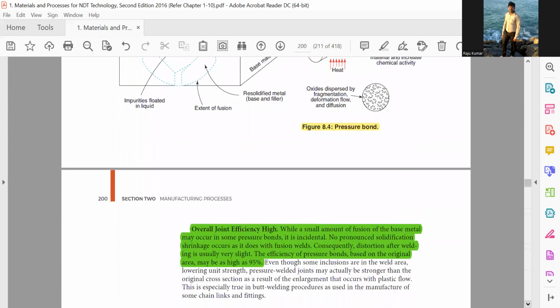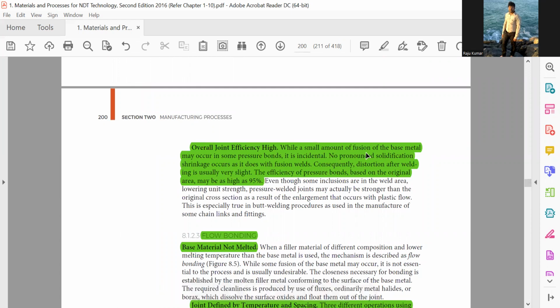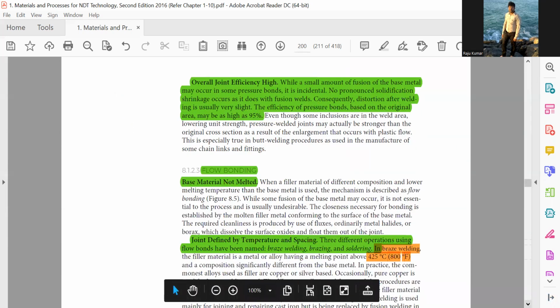Pressure bond. Overall joint efficiency is high. While a small amount of fusion of the base metal may occur in some pressure bonds, it is incidental. No pronounced solidification shrinkage occurs as it does in fusion welds. Consequently, distortion of the weldment is usually very slight. The efficiency of pressure bonds based on the original area may be as high as 95%.